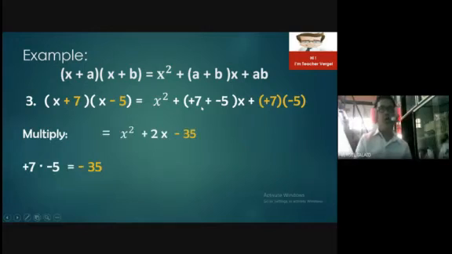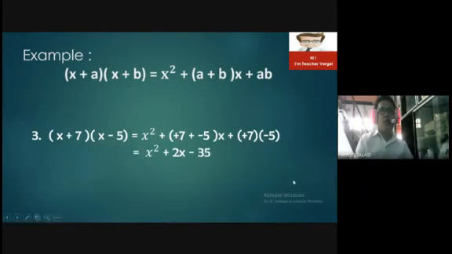Next, to get the last term, multiply positive 7 by a negative 5. This time, we are multiplying unlike signs, so the sign is always negative. So 7 times negative 5 is negative 35. So just copy negative 35. So the answer is x squared plus 2x minus 35 for the product of x plus 7 and x minus 5.